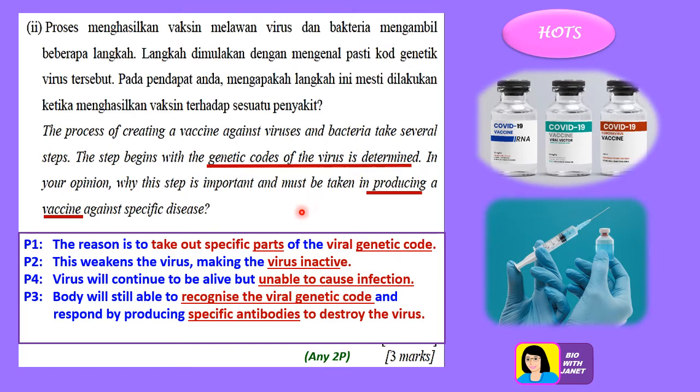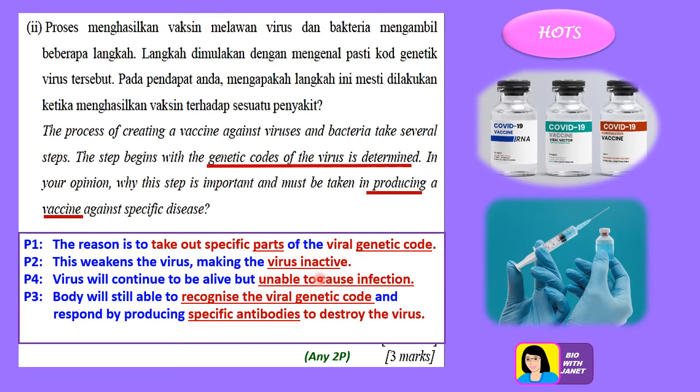All right, so let's look at the answer here. The reason is to take out specific parts of the viral genetic code to weaken the virus, especially the parts that make the virus dangerous and infectious. So when we take out certain parts of the viral genetic code, the virus becomes inactive, and the virus is still alive but weakened already, unable to cause infection.